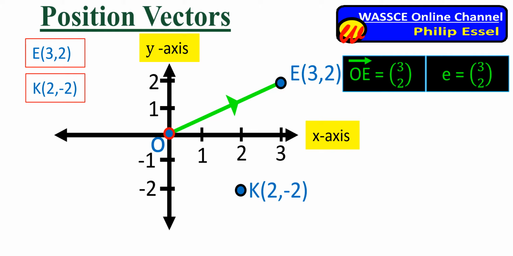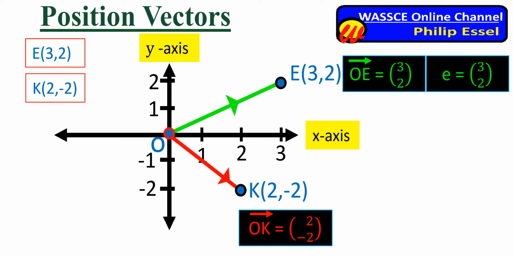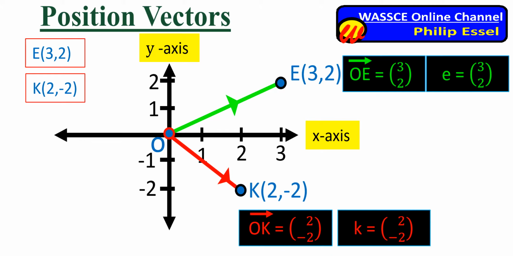So let's try that of the point K. We are going to write it as a position vector. The position vector of the point K can be represented by this arrow diagram. We are moving from the origin O to the point K. So we would write the position vector as this, or this. So now that you can write points in position vector forms, let's look at a few examples.